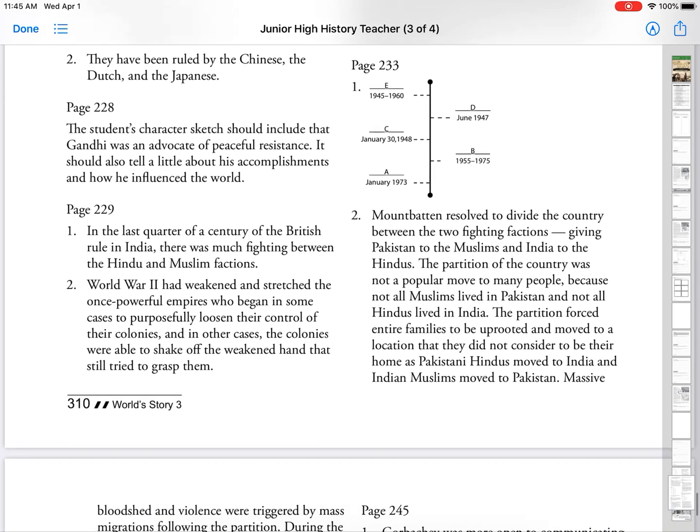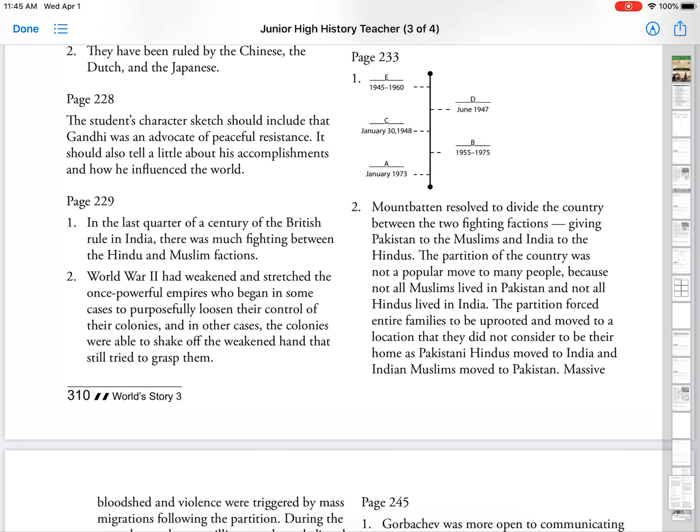So nice and easy. The effects of Lord Mountbatten's decision to take Pakistan from India. This little paragraph kind of sums it up. He resolved to divide the country between the two fighting factions, giving Pakistan to the Muslims and India to the Hindus. The partition of the country was not a popular move to many people because not all Muslims lived in Pakistan and not all Hindus lived in India.